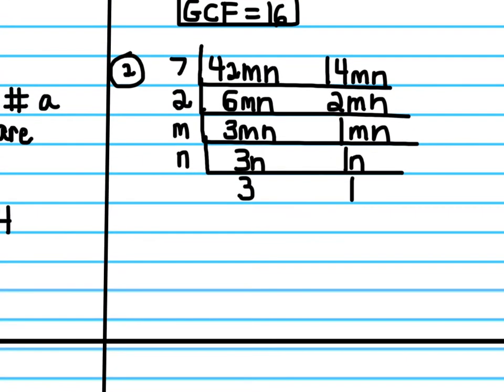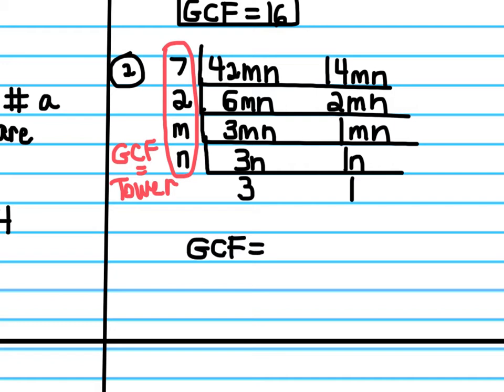And then your GCF is, we call it the tower, okay? So GCF is the tower. Please write tower here. GCF equals tower. All right, and then what you do is you multiply those. So you have 7 times 2 times m times n. So then the GCF is 14mn. And we box our answer.